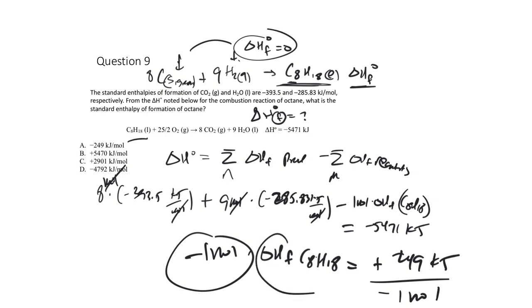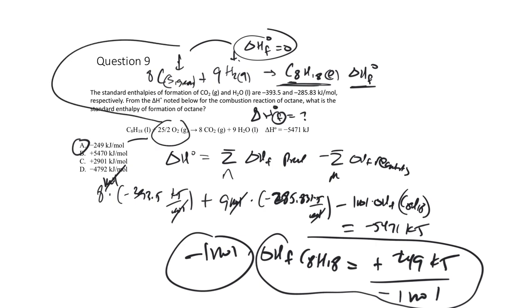Gives me the delta HF of CH18 is negative 249 kJs per mole. And so that's how we can relate standard enthalpies of formation. We use those to calculate delta H's of reaction by taking the sum of the products minus the reactants. If I know delta H, then I can solve for an unknown delta H in the reaction. Another key here to make sure we point this out is that delta HF of O2 is the standard state of oxygen, the element of oxygen that has a delta HF defined to be 0.